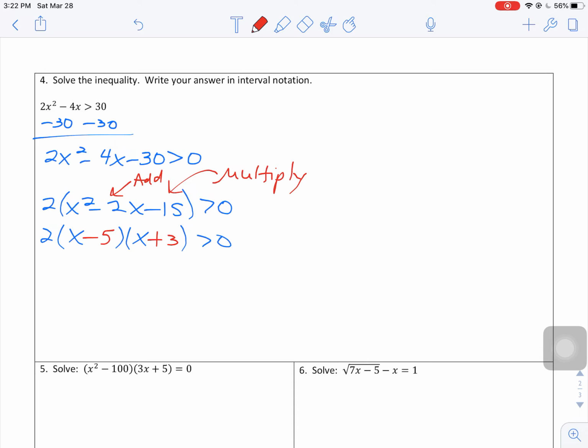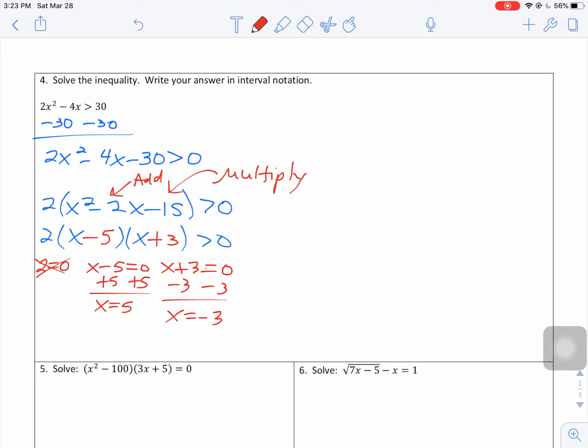At this point, I want to set each factor equal to 0 and solve for x. So that first equation, 2 doesn't equal 0. That doesn't make any sense. You just cross that off. It doesn't work. And then x minus 5, so x equals 5 is one answer. x plus 3, so x equals negative 3 is the other answer.